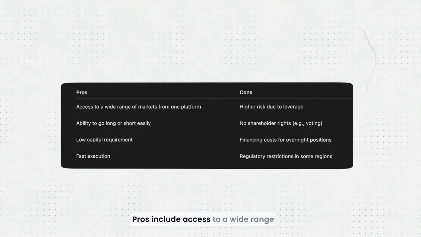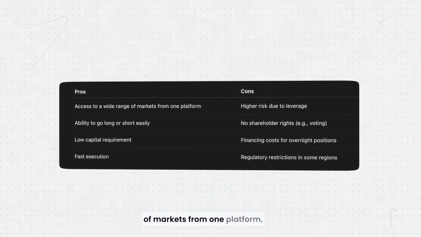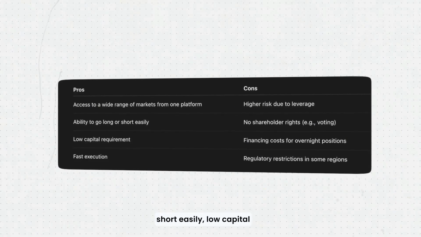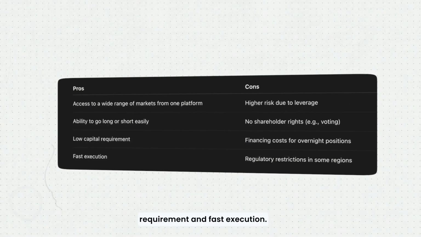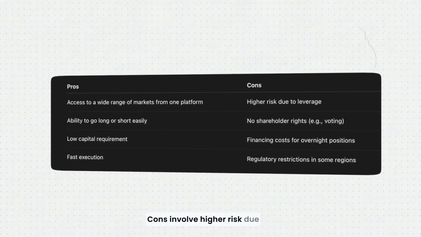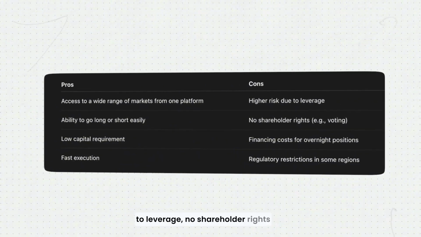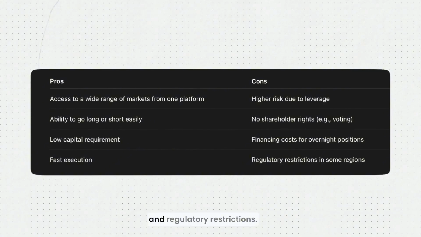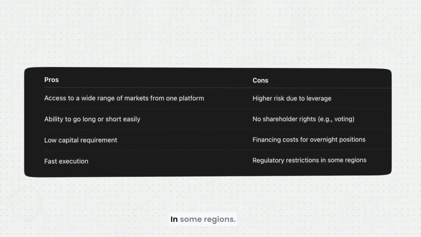Pros include access to a wide range of markets from one platform, the ability to go long or short easily, low capital requirement, and fast execution. Cons involve higher risk due to leverage, no shareholder rights such as voting, financing costs for overnight positions, and regulatory restrictions in some regions.